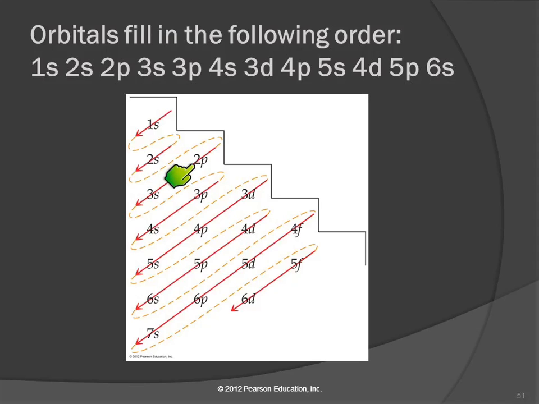1s, 2s, 2p, 3s, 3p, then 4s sneaks in there. 3d, 4p, 5s, 4d, 5p, 6s. Here's the list up here. So this is the list of the subshells in order of increasing energy. The hotel rooms in order of increasing price.